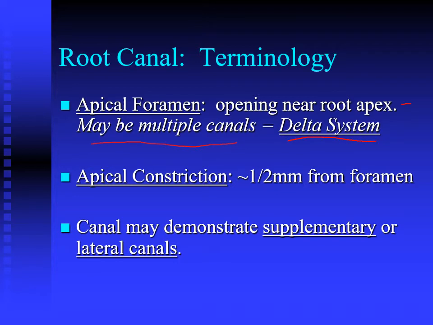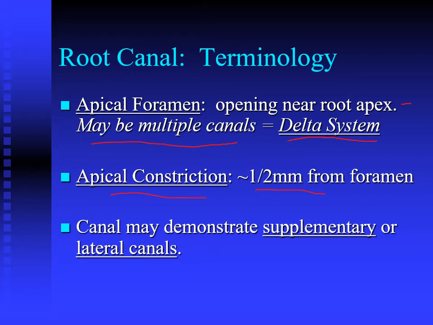So that's not uncommon to have not a single root apex or single root apical foramen, but there may be multiple smaller foramina that the delta system is what the pulp will exit the tooth. You have an apical constriction generally, which is a narrowing or a constriction in the root canal, and it's usually about 1/2 millimeter from the foramen.